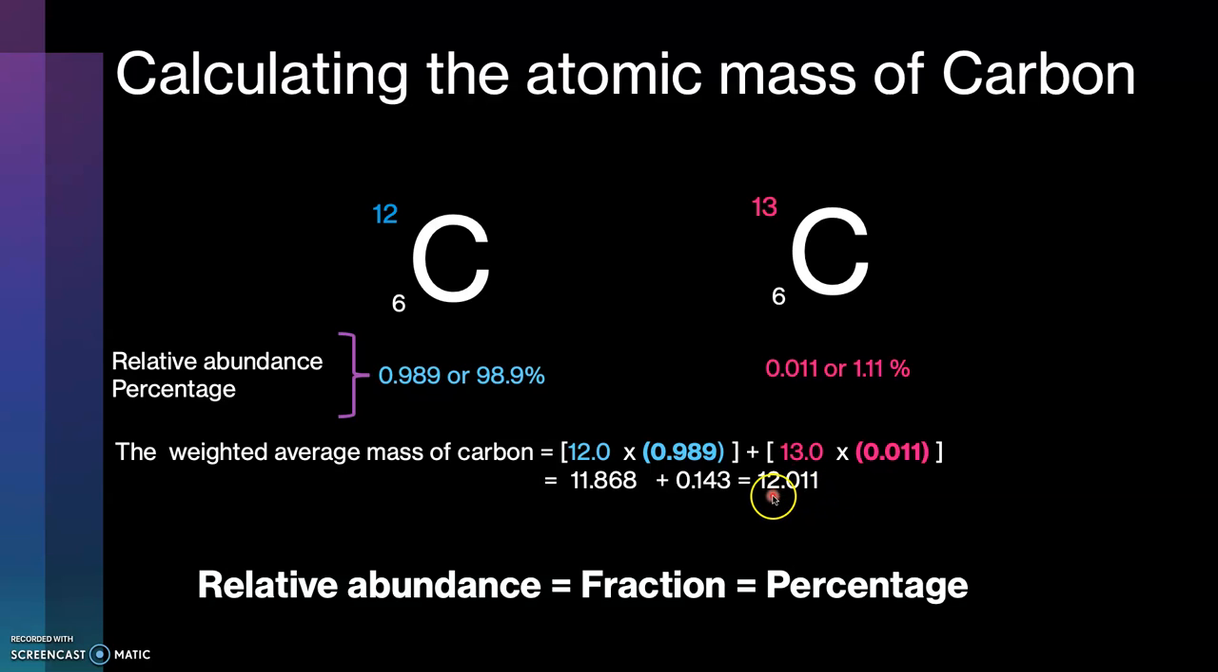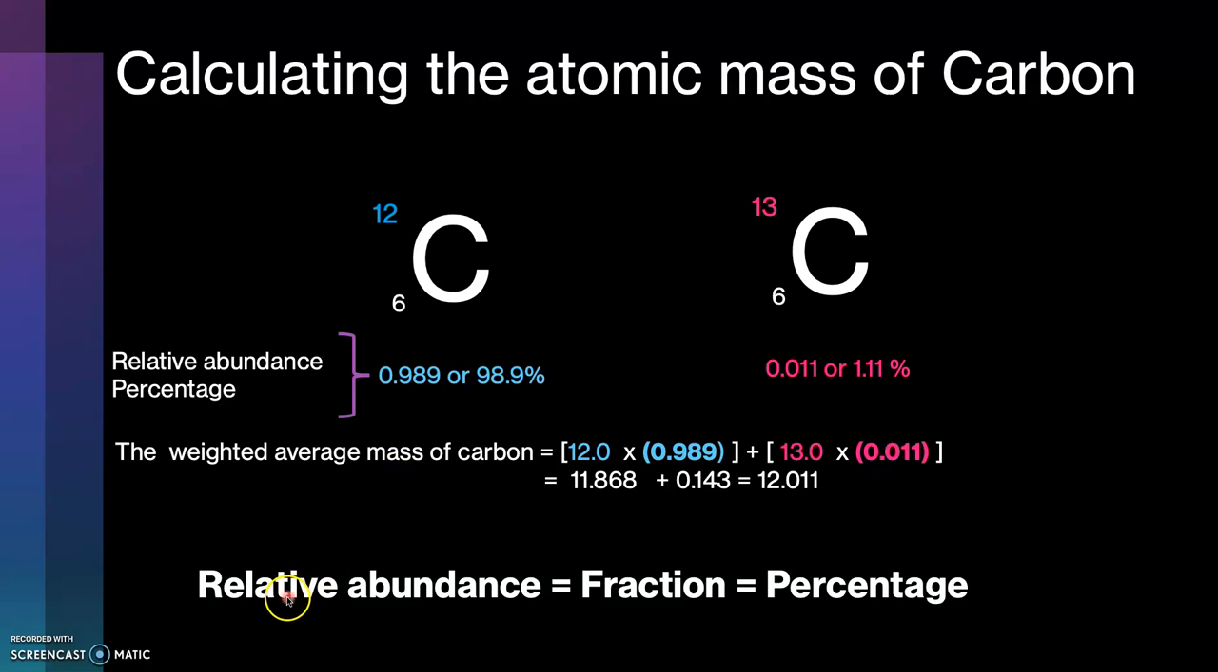If you look at the 12.011 that we calculated here and compare it to what you see on the periodic table, you can see the atomic mass of carbon on the periodic table is 12.011. That's because the atomic mass of all of the elements on the periodic table is calculated based on the weighted average mass of that element. So it takes into account all the isotopes that naturally occur.